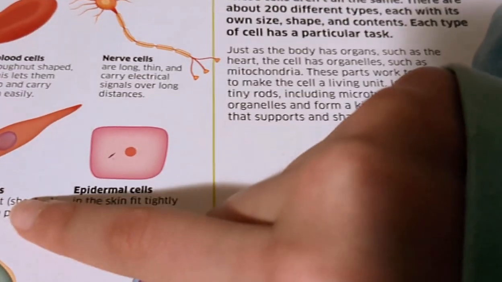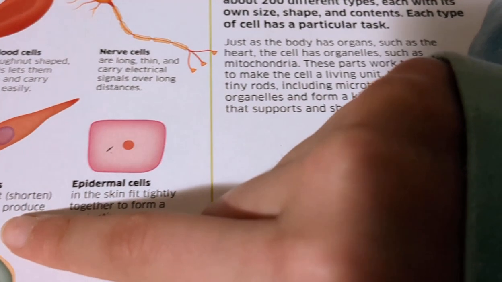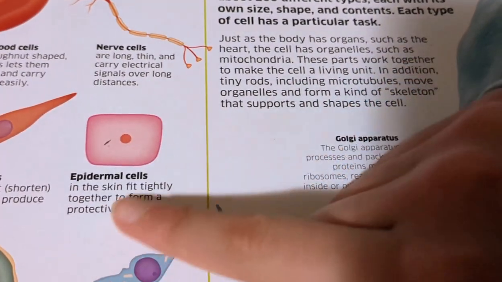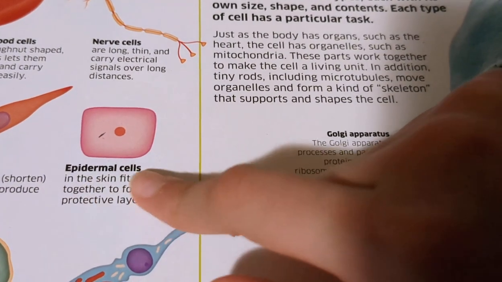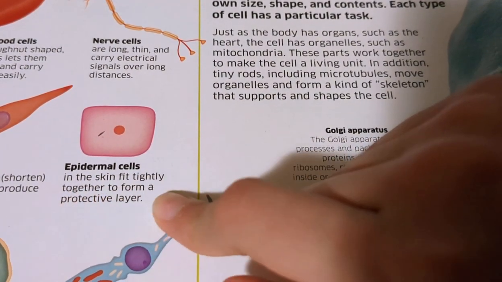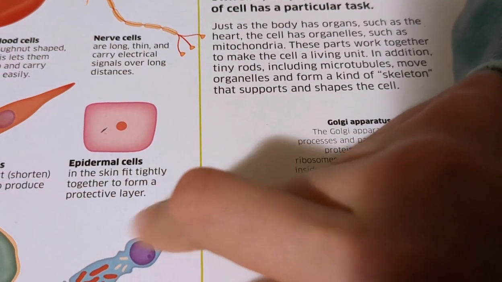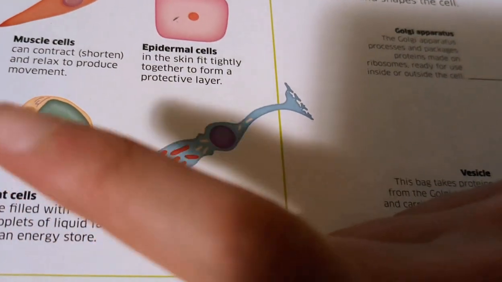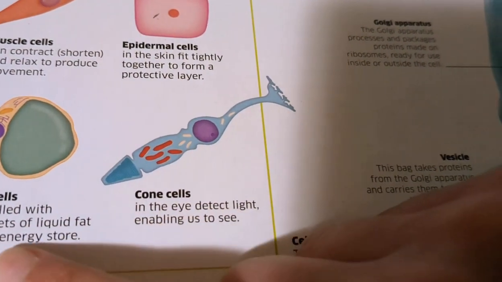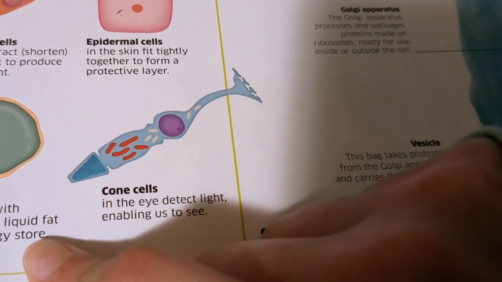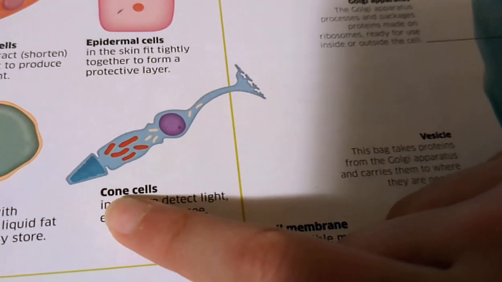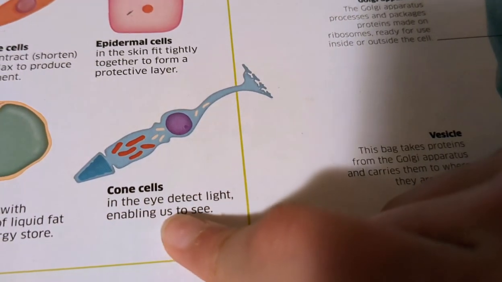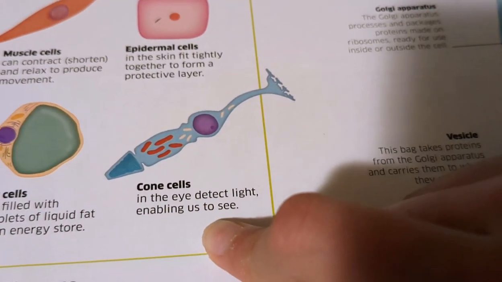Next, we have muscle cells. They can contract and relax to produce movement. Then, epidermal cells in the skin fit tightly together to form a protective layer for your skin. Then there are fat cells, which are filled with droplets of liquid fat as an energy store. Cone cells in the eye detect light, helping us to see.